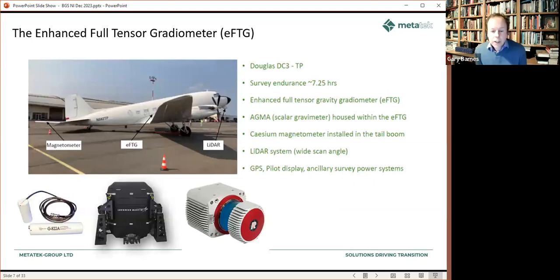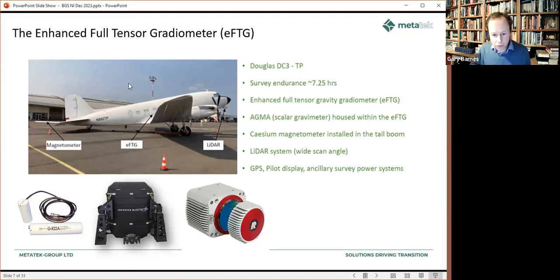So this slide really summarizes the services that we offer at Metatech. We're very much an exploration survey company, and we cover many different fields of exploration. And we focus mainly on gravity gradiometry in the airborne environment. But once you've got an aeroplane kitted out with some equipment, you try to take as many measurements as possible.